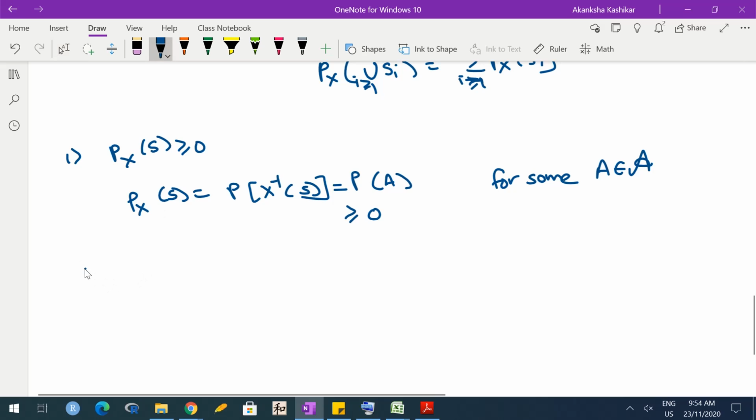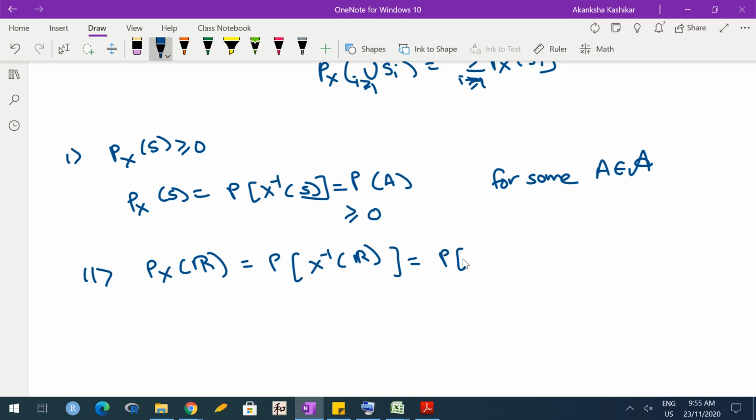Second property. So we want to compute what is Px of R. By definition, it would be the probability of X inverse of R, and X inverse of entire R would become Omega, because the inverse image of the entire real line means all possible values of X are already in that set. So we will need all possible omegas in that set. So it is P of Omega, and again, since P is a probability measure on Omega, we know this is 1.